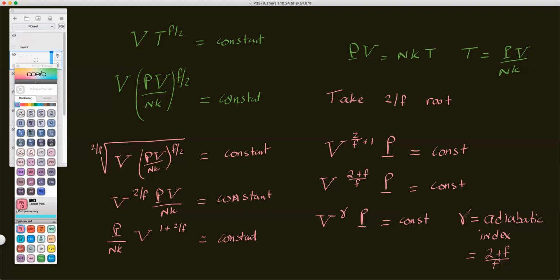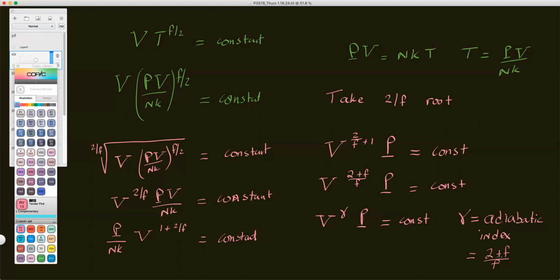And we can kind of see that the energy that we're liberating, or that's required, to expand or compress the gas is really coming from the degrees of freedom, from the internal energy of the molecules themselves.